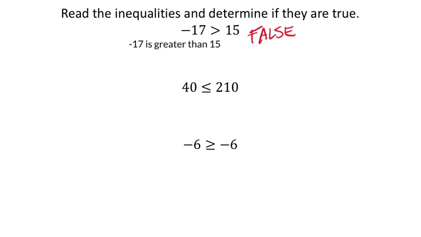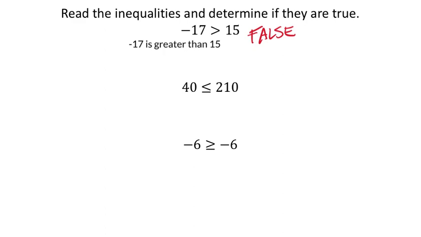Okay, and it's okay that it's false. It's just a nice statement to say, okay, we know that negative 17 is not actually greater than 15. If we were to replace that greater than symbol with less than, then it would be true. But as it is, it's false, because that is never true. In fact, negatives can never be bigger than positives. So this one automatically is false right here.